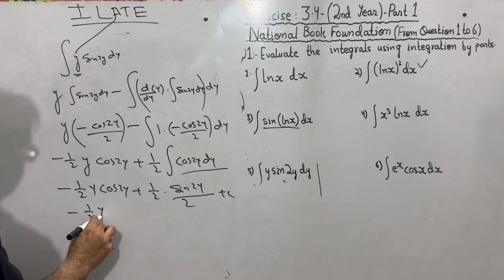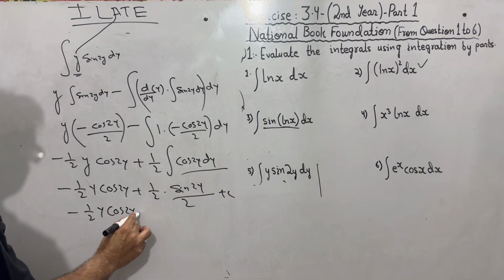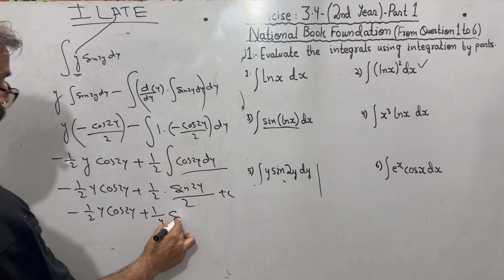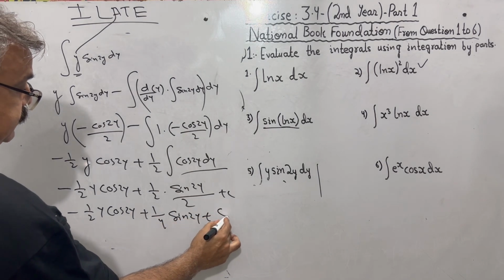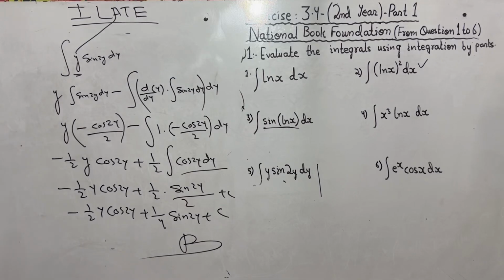Negative 1 over 2 y cos 2y plus 1 over 4 sine 2y plus c. It's our answer in that case.